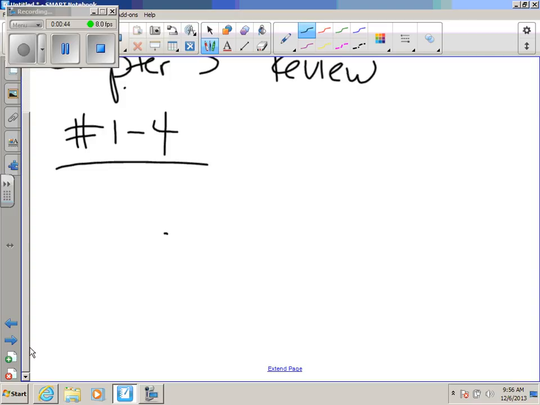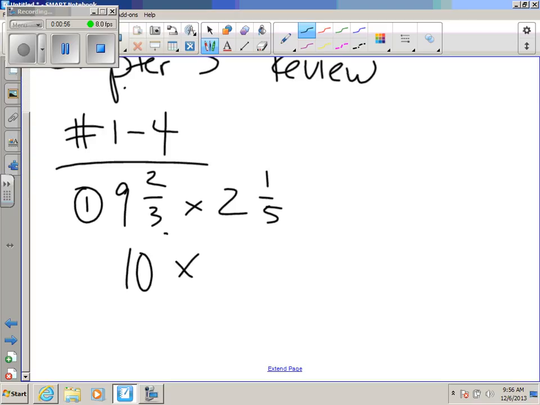So 9 2/3 times 2 1/5. 2/3 is greater than half, so the 9 goes to 10. 2 1/5: 1/5 is less than 1/2, so it stays at 2. I believe yesterday we said that it was 20.